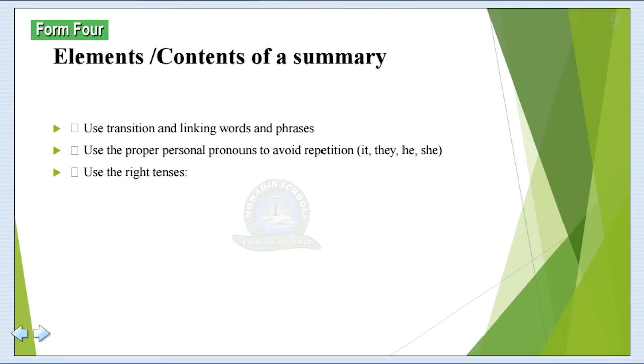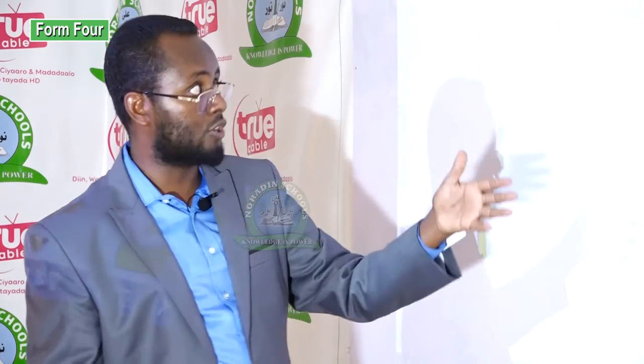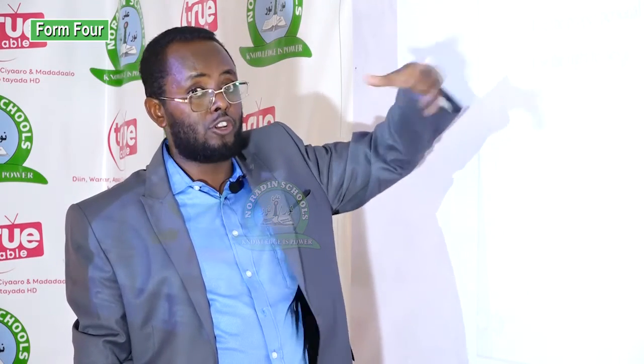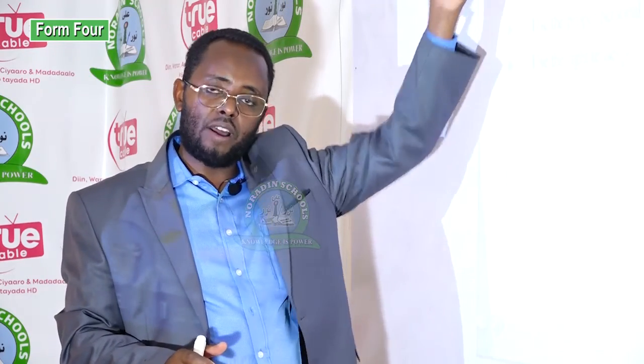Elements or content of a summary. Use transitional words like however, therefore, on the other hand, on the contrary. We're going to use this one. Yeah, use that one. And phrases. Use the proper personal pronouns to avoid repetition: it, they, he, she. Use the right tenses. So these are the techniques or the advice or the elements you're going to use when you want to summarize. Remember all these, and even the 5 R's.